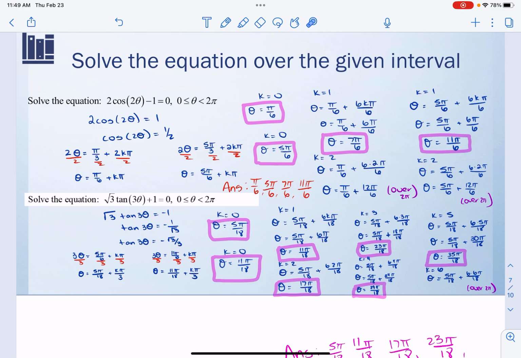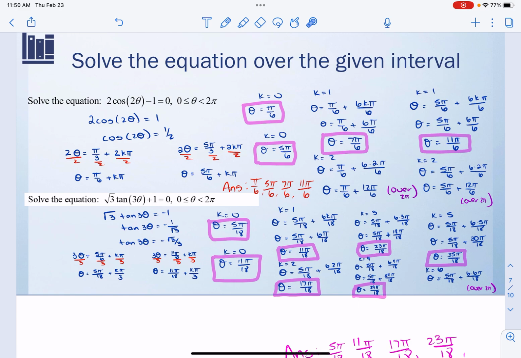Now let's look at a tangent one, because a tangent one's a little bit different. With the tangent, you're still going to isolate theta, so you're still going to get your general form. So we're going to subtract 1, divide by square root of 3. Remember, that's the same thing as negative square root of 3 over 3. Now, if you think back, for tangent to be negative, it has to be in quadrant 2 and quadrant 4, which would be 5 pi over 6 and 11 pi over 6. That's what 3 theta would equal.